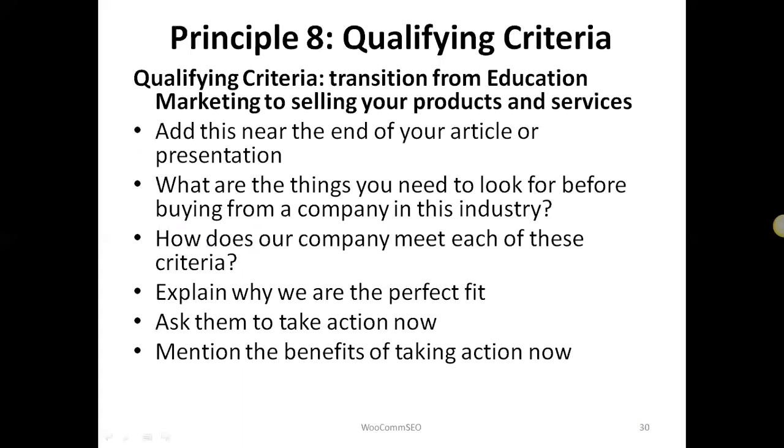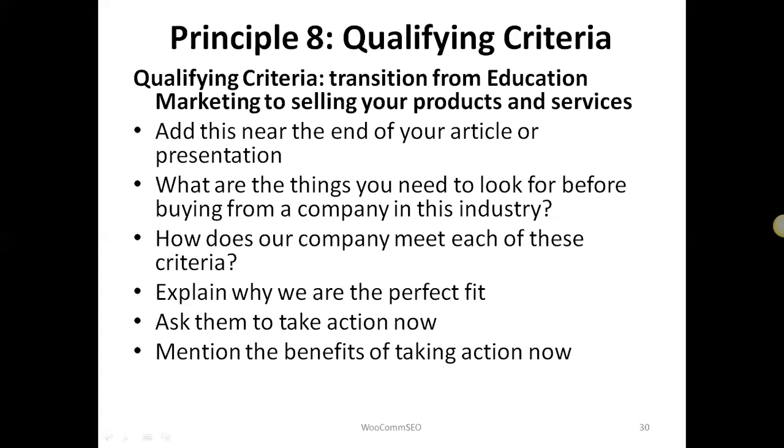So principle number 8 is the qualifying criteria. Now, this might be a new term to you, but qualifying criteria is simply the criteria that people need to look for before buying a product or a service. Okay, so one simple criteria might be it needs to be high quality, it needs to be high quantity, and it needs to be affordable or reasonable for the price.